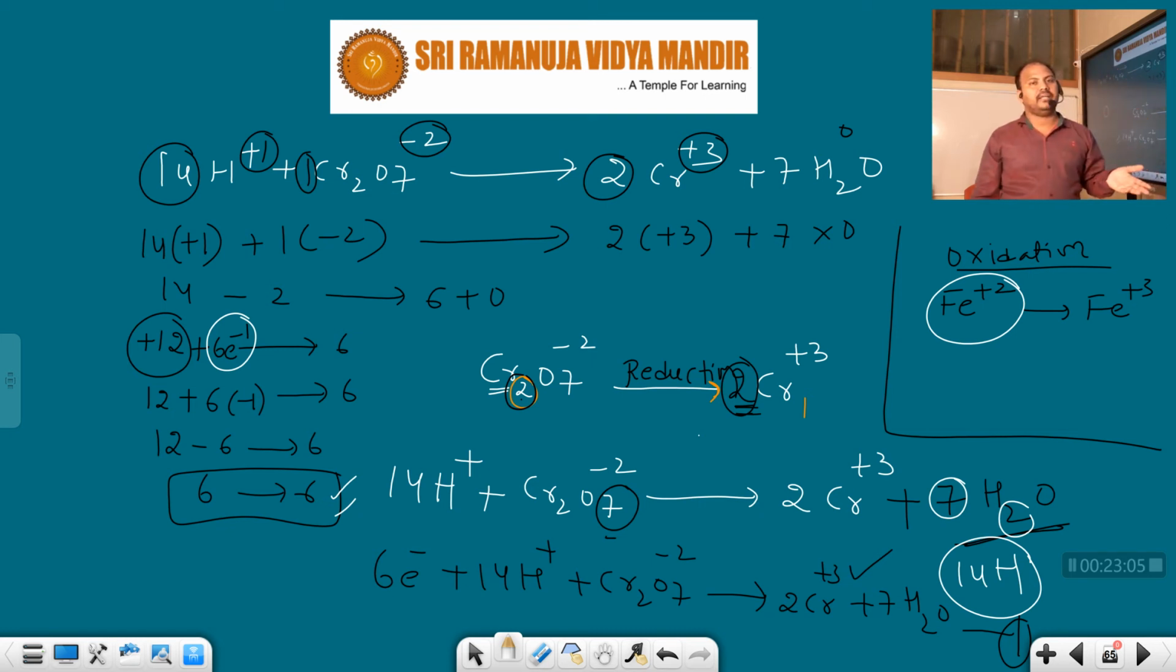There is no need to add protons due to the lack of oxygens and hydrogens. Of course, atoms of the elements are balanced. Iron: left hand side one will be there, right hand side one will be there. After that, fourth step, you have to understand that we have to balance the charge with the help of electrons.